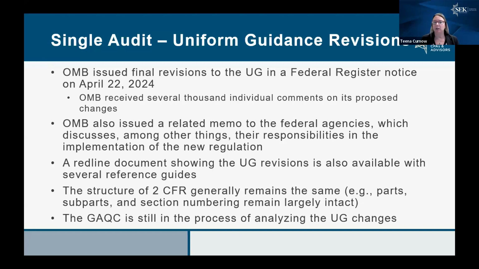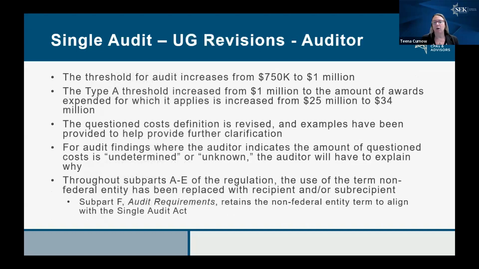There was a memo that was sent out to the federal agencies. It's about 100 plus pages long that helps the agencies kind of identify and be able to react to these changes and what they are. So they are the people that are then going to be writing these grant documents that you apply for and sign, so they know what changes need to be incorporated in them. The next two slides talk about auditor and auditee. So basically, the revisions are affecting everyone across the board.